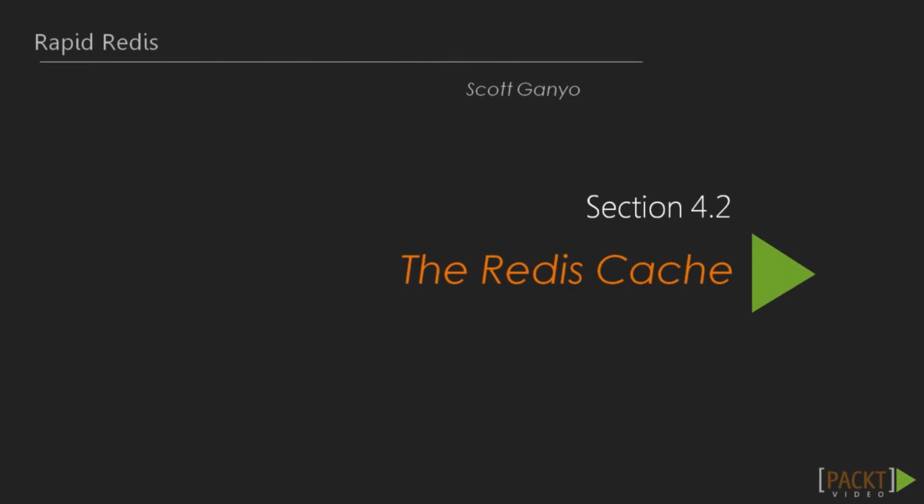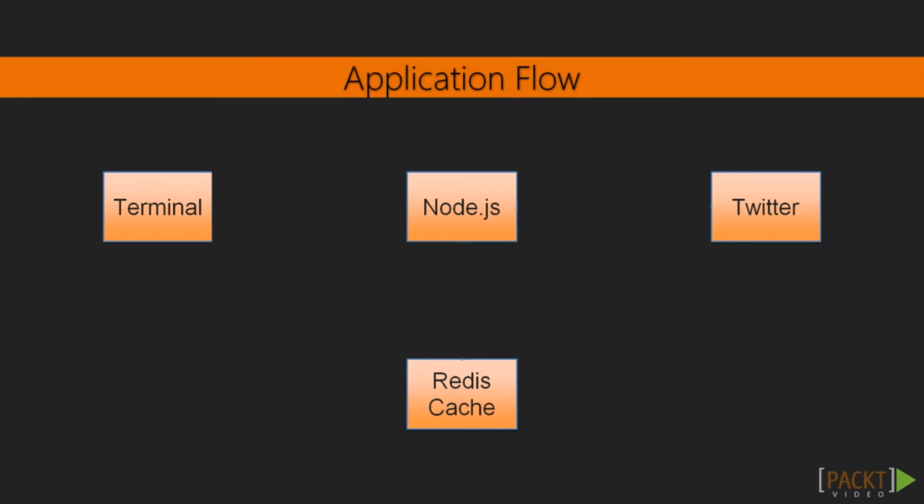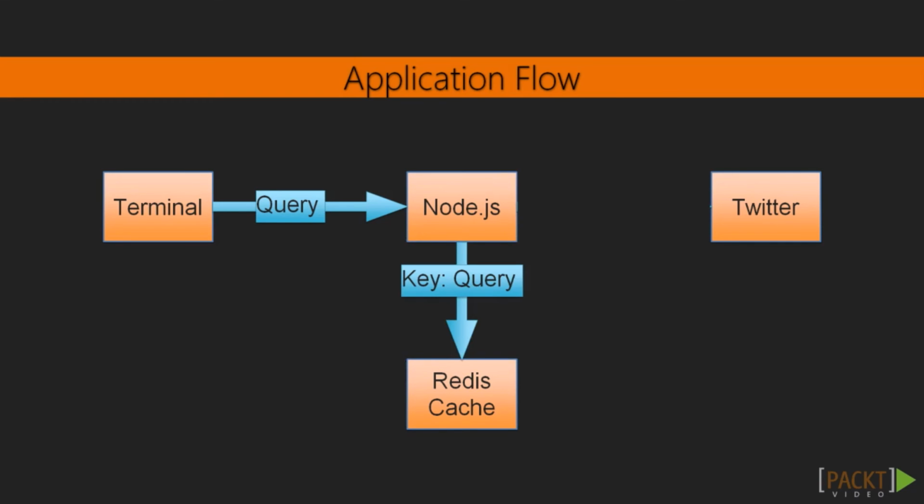The Redis cache. So we're going to talk about what the application flow looks like. The first thing we do is we make a request from the terminal to our Node.js application that has a query. That query is checked against the Redis cache. It uses the query itself as the key, remember, because it's simply a string. If that is a hit, if we get a value back from the cache at this point, it would go directly back to the terminal.